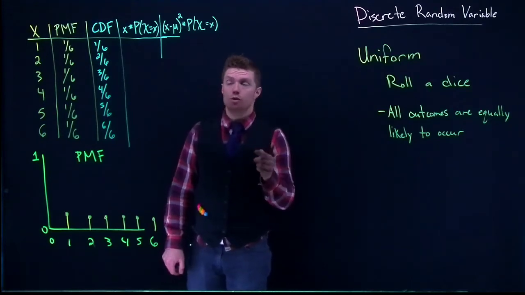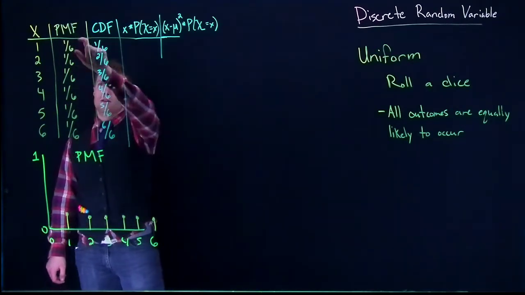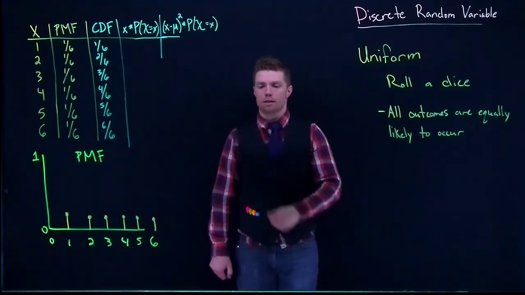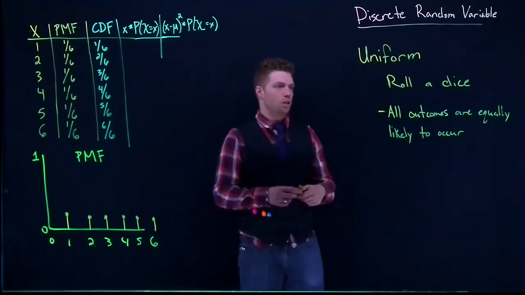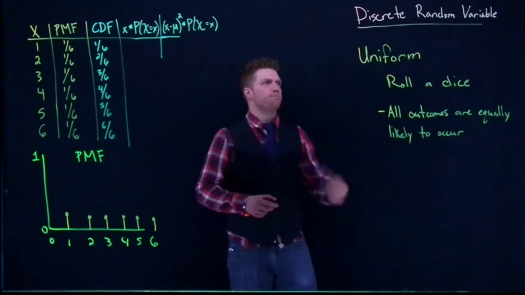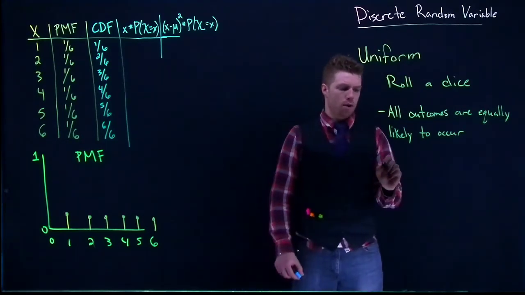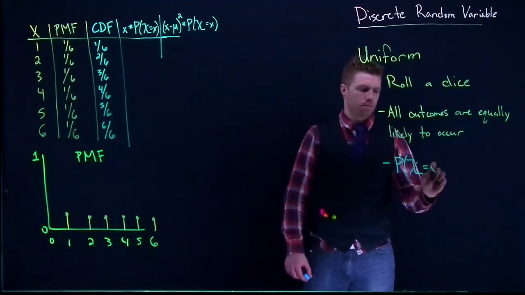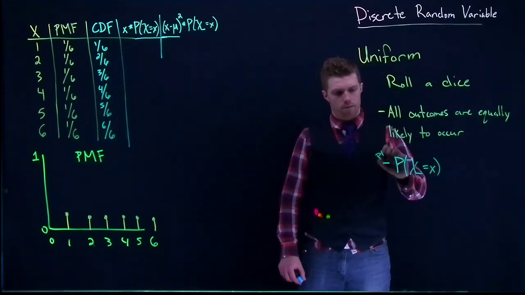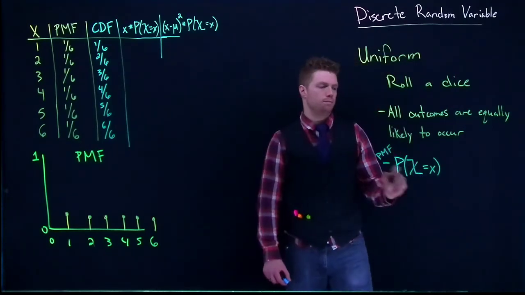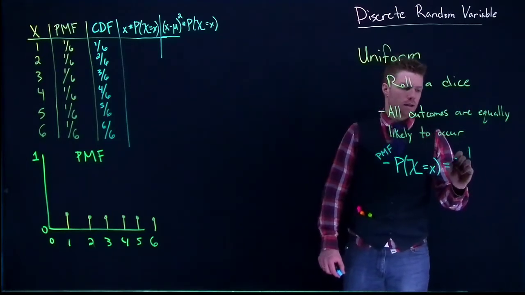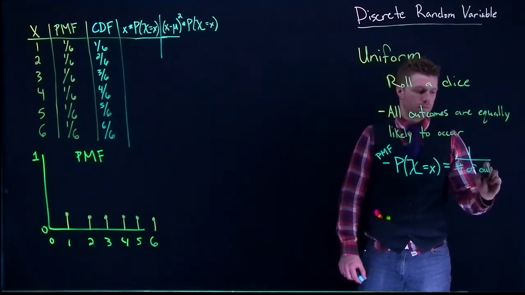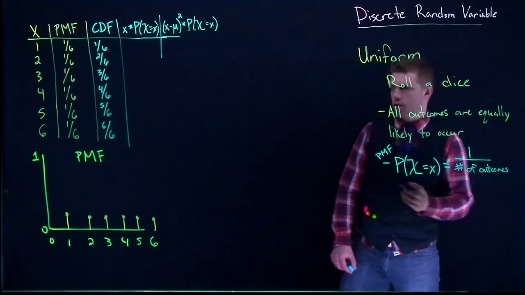In fact, if we know that it's uniform, we don't even have to be given the probability mass function, because if it's uniform, we actually know what the probability mass function is. There's an equation for it. So let's start taking a look at some of these equations. If it's uniform, the probability mass function, remember this is our PMF, is just going to equal 1 divided by the number of outcomes. Simple as that.